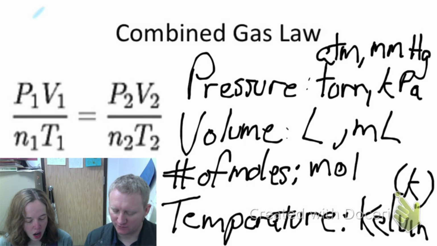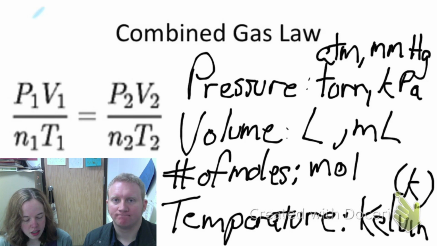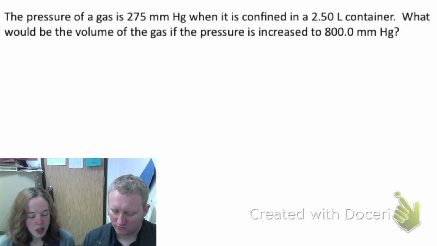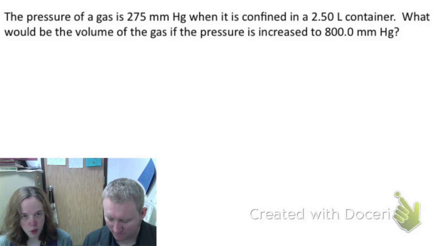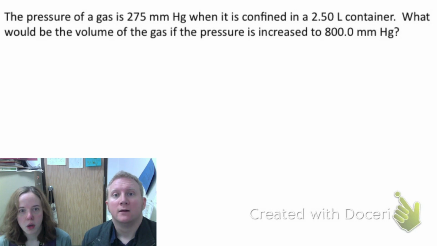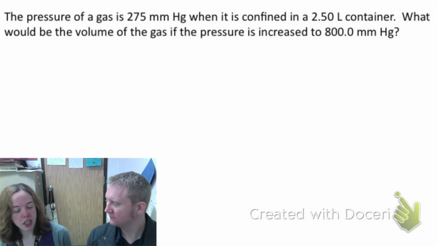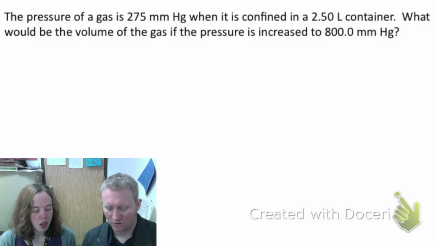Let us look at a problem where we're using this. It tells us the pressure of a gas is 275 millimeters of mercury when it's confined in a 2.5 liter container. What would be the volume of the gas if the pressure is increased to 800 millimeters of mercury? Our best first step is to always identify what we have, what we're given, and what we want to find. Because we've got so many letters to keep track of, it's nice to make a list of what the letters are.